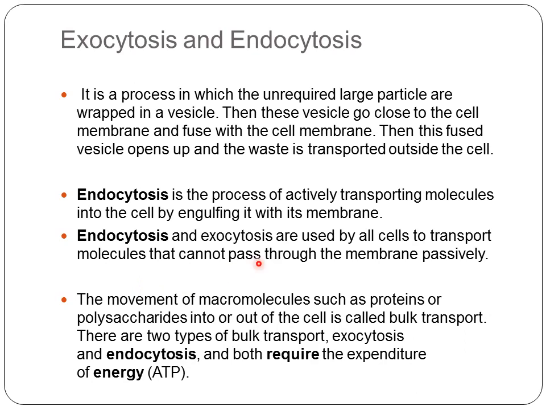Now what is happening? The movement of macromolecules such as proteins or polysaccharides into or out of the cell is called bulk transport. Into the cell is endocytosis, outside the cell is exocytosis, and it is always a bulk transport which requires energy expenditure. Now what is bulk transport? It means that a huge amount of substances is transported by this method.